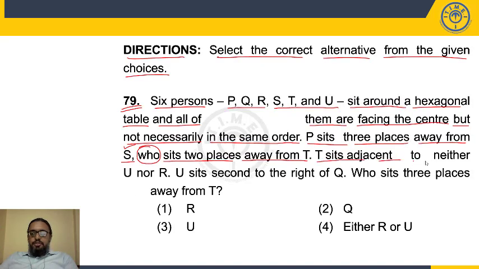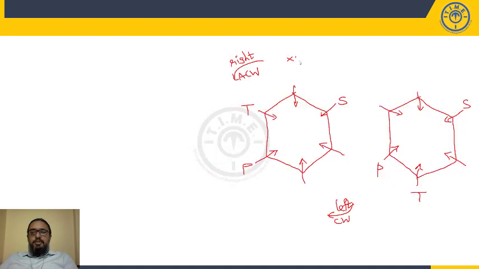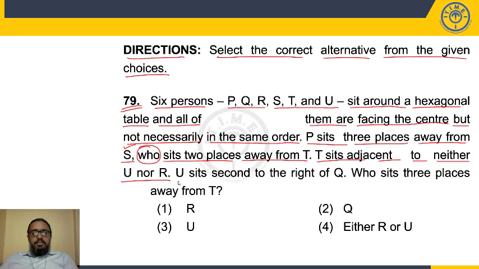Then P sits adjacent to neither U nor R. Okay, P cannot be adjacent to U, cannot be adjacent to R. Likewise, in the other case also, not adjacent to U, not adjacent to R. Okay. Next, U sits second to the right of Q. So U should be second to the right of Q. First, I will have to fix Q, then U will come second to the right.